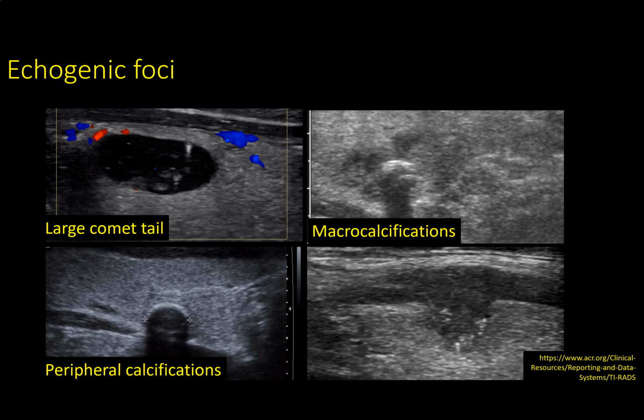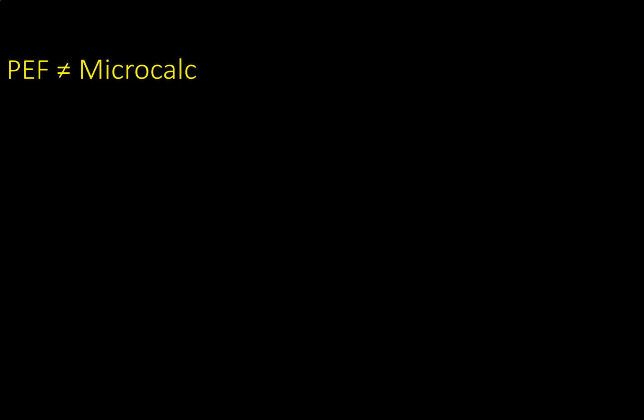Peripheral calcifications should occupy the periphery or margin. They may not necessarily be continuous, but they should involve a good chunk of the margin. And small comet tail artifacts and punctate echogenic foci, as seen here, are grouped together for another final category. I do want to talk a little bit about punctate echogenic foci and its use in the lexicon and terminology.